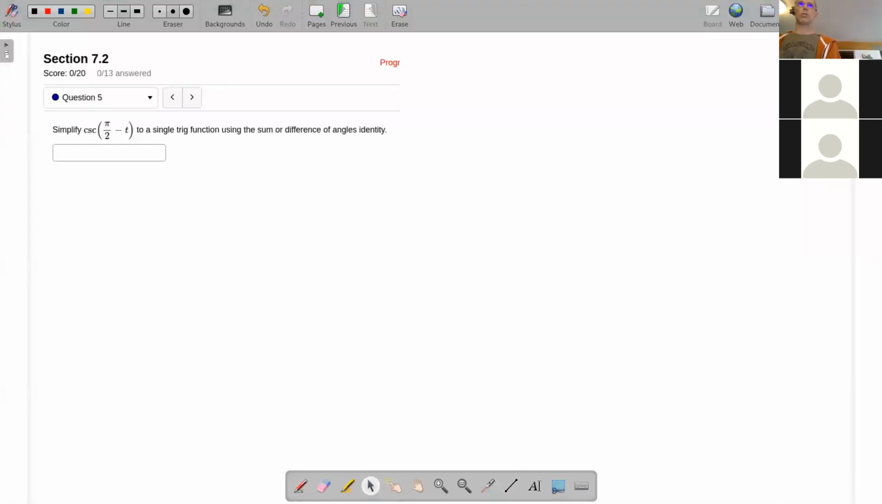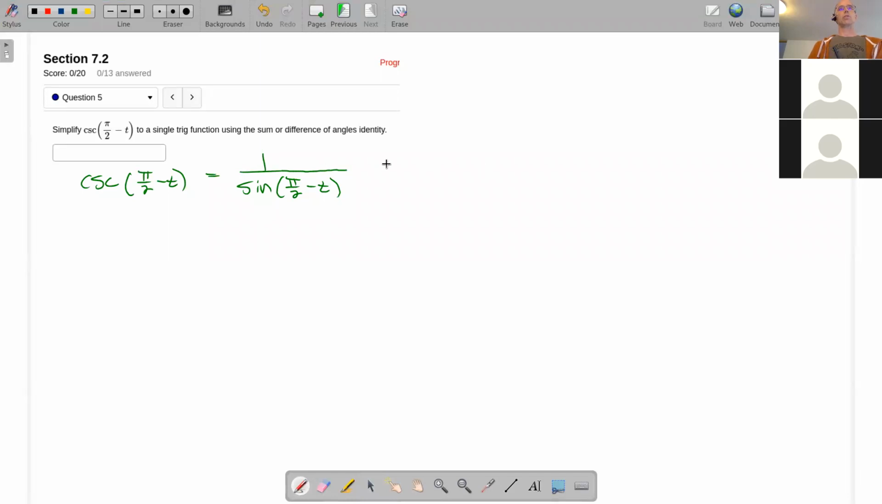All right, what can we do with a cosecant? So cosecant is related to the sine. Remember that the cosecant is 1 over the sine. So the cosecant of pi over 2 minus t is equal to 1 over the sine of pi over 2 minus t.